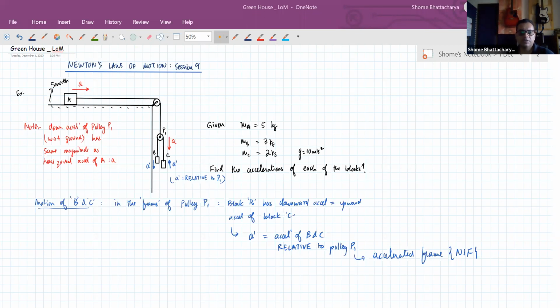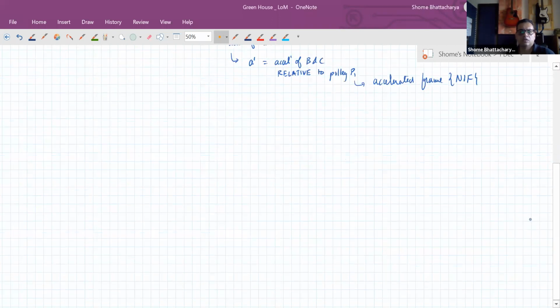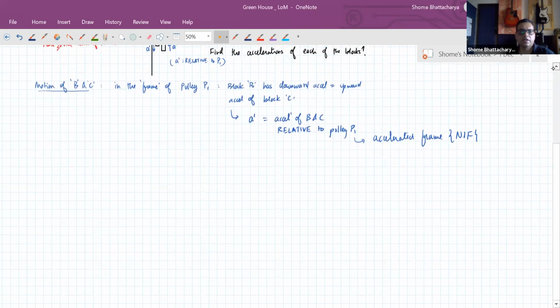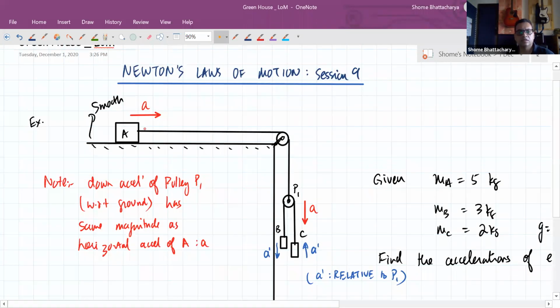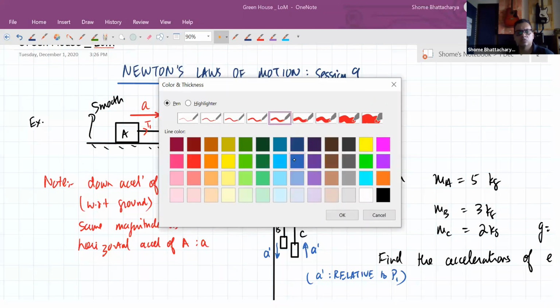Okay, so now let's make the free body diagrams. Okay, so again coming back to the free body diagrams, let us say the tension in this string is suppose T1, okay, and the tension in the second string is suppose T2.